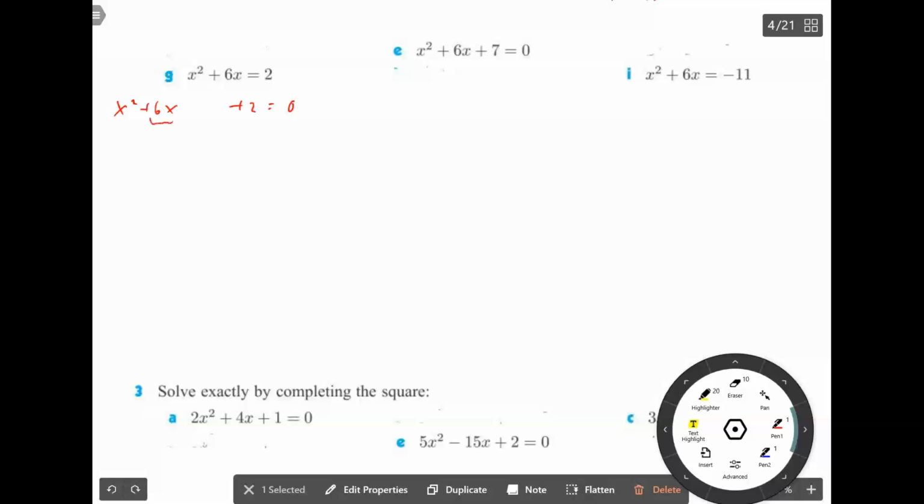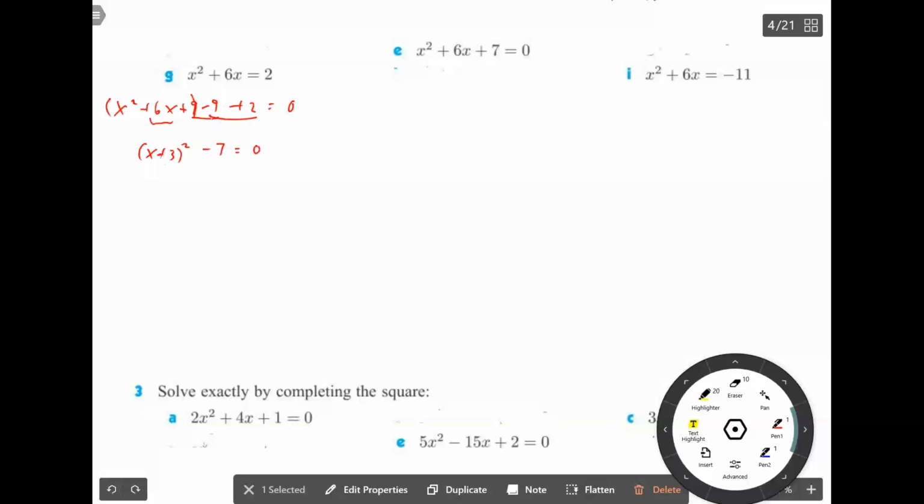6x, the b value is 6. I'm going to divide it by 2. I get 3, and I square it, and I get 9. And then I immediately subtract the 9 so that I am introducing basically plus 0, right? Now I'm going to group these three terms, and then also I group these two terms. And so the first three terms, x squared plus 6x plus 9, I can factor that into x plus 3 times x plus 3. And then minus 9 plus 2, I can group those together. It gives me minus 7 equals 0.